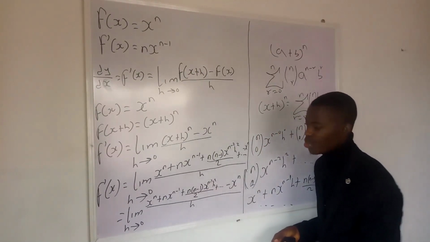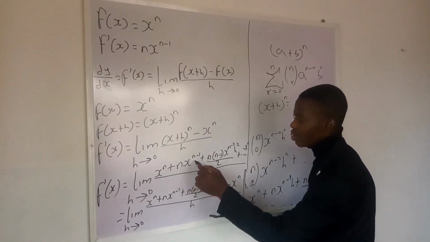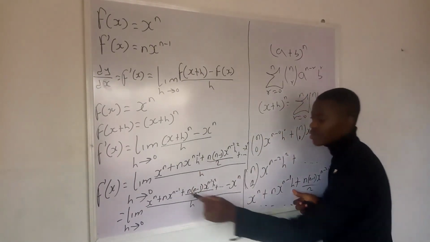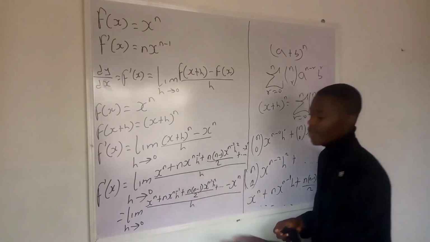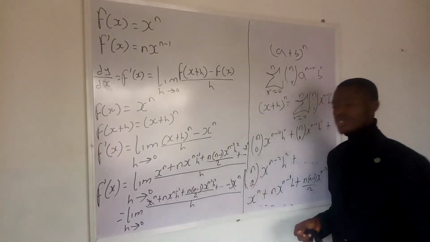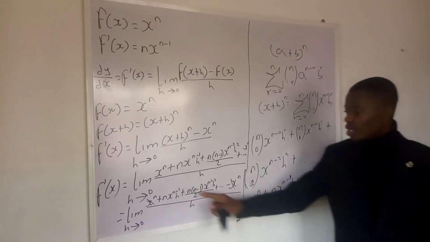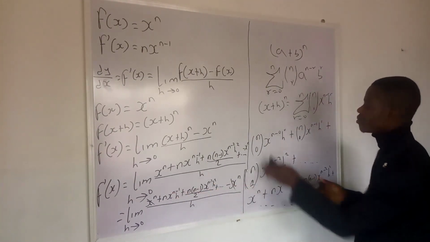I can clearly state that at this point, h is here. I omitted that, h is here. Now x to the power of n cancels negative x to the power of n. As you can see, they repeat themselves. So what is left over, we are going to write right here.